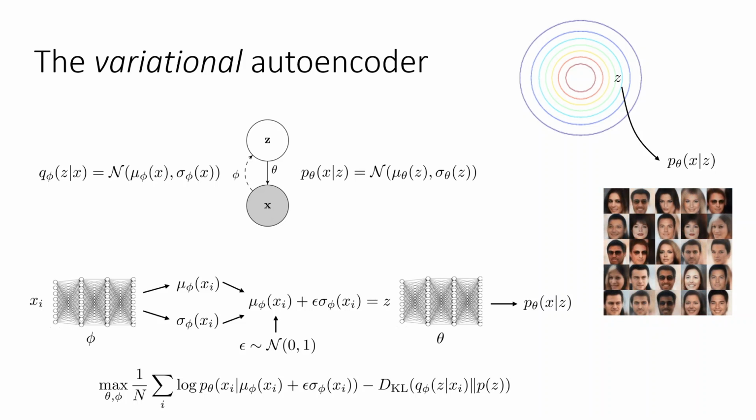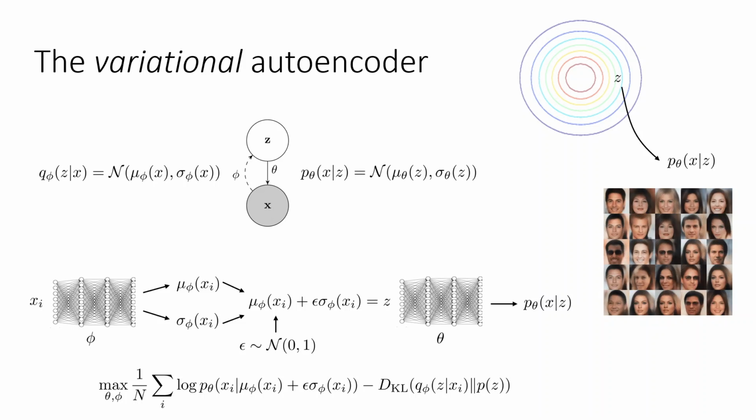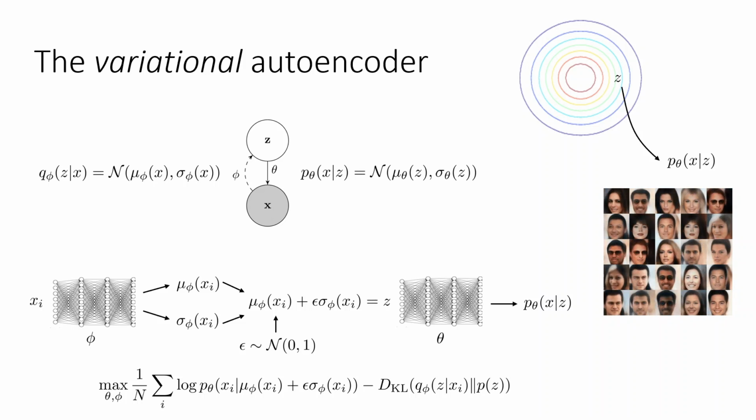And the KL divergence here is between the encoder distribution, Q phi of z given xi, and the prior p of z. And since Q phi of z given xi is Gaussian, and the prior p of z by convention is a zero mean unit variance Gaussian, this KL divergence can actually be computed in closed form using the analytic formula for the KL divergence between two Gaussians. So that's pretty straightforward to do.